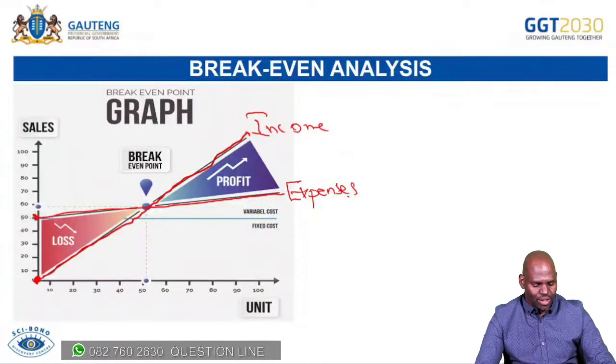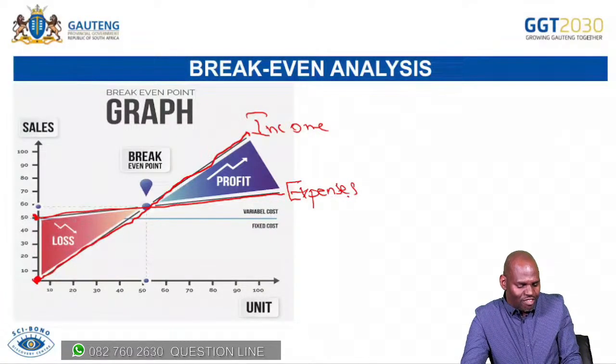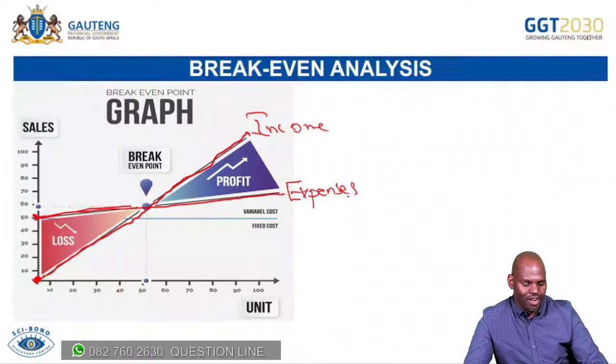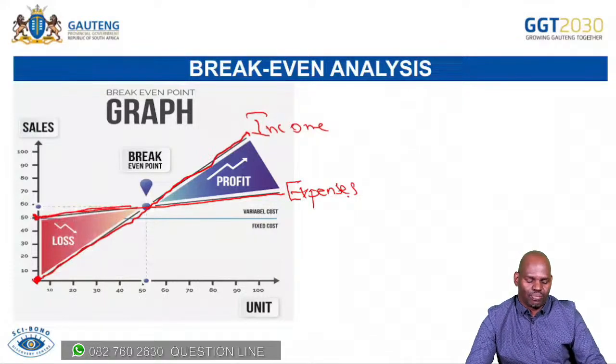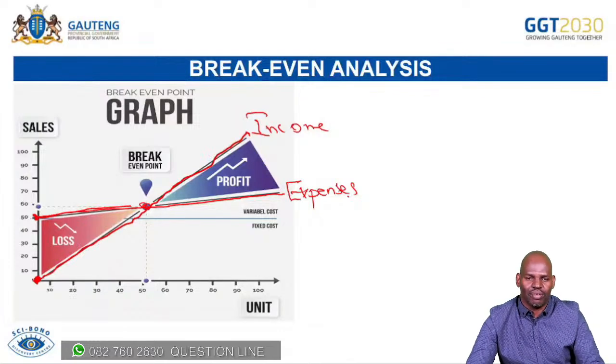Okay, then you can see that in this case, they say it's a loss. That is the red area. That is the part that we don't want. We don't want to make a loss. If the graph of expenses is always above the graph of income, you'll be making a loss. If the value of the expense is bigger than the value of the income, you are always going to make a loss.